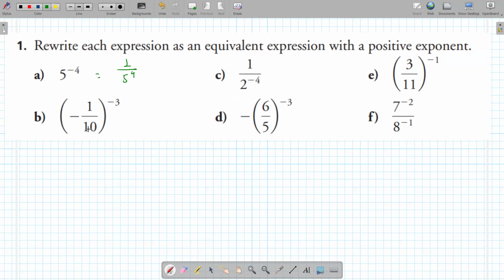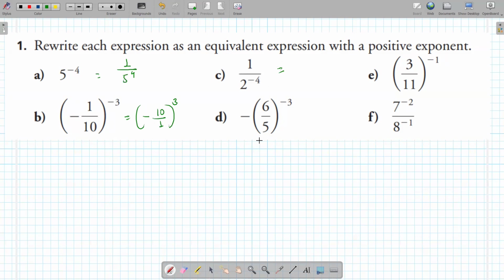Same thing. What about B? B is slightly different. If you have a fraction with a negative exponent, what you do is you turn that fraction upside down and the exponent becomes positive. So for B, you're going to do it like this. You turn that fraction upside down and then the exponent becomes positive automatically like that.